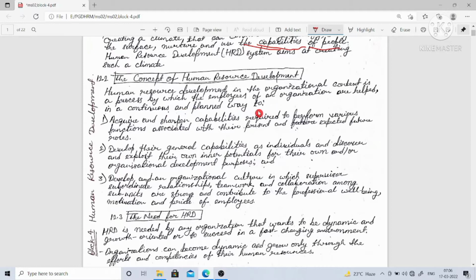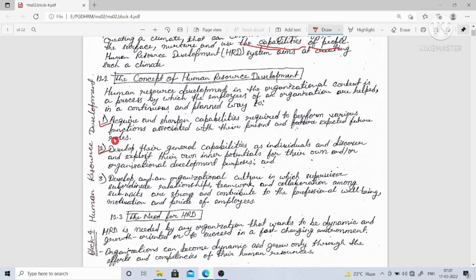For what purposes are they helped in a continuous and planned way? First, to acquire and sharpen capabilities required to perform various functions associated with their present and expected future role. They are helped so that employees can acquire and sharpen capabilities. Second, to develop their general capabilities as individuals and discover and exploit their own inner potentials for their own and or organizational development purposes.